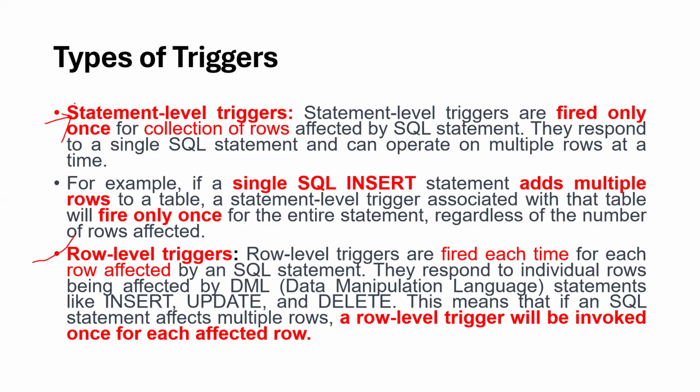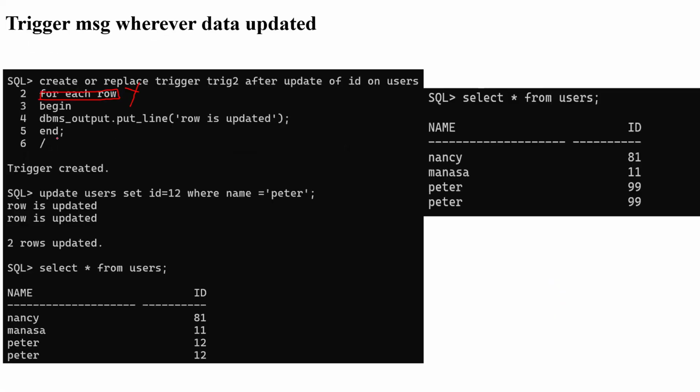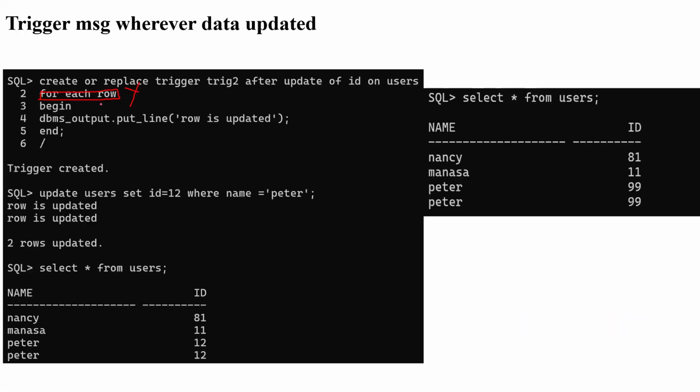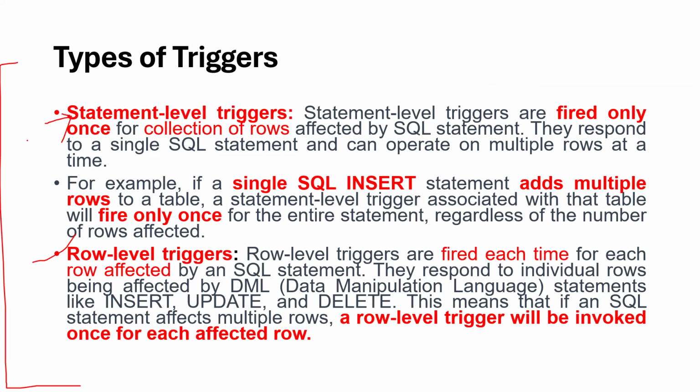If the trigger is not fired for each row, but only once for the collection of rows, then that is called a statement level trigger. The statement level trigger and row level trigger can be achieved by adding or removing this particular line. If FOR EACH ROW is given, it gives you a row level trigger. If it is not given, it gives you a statement level trigger.